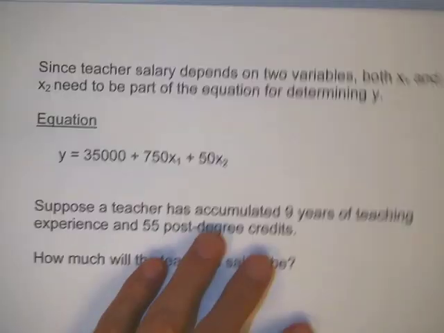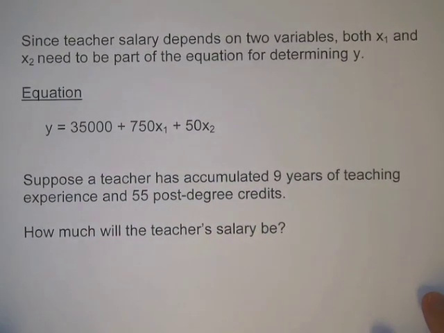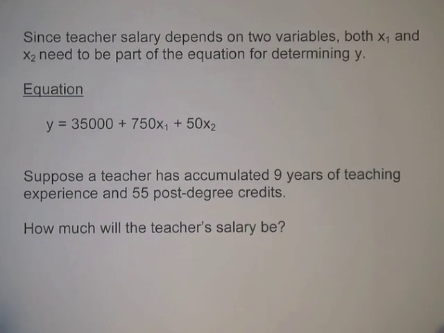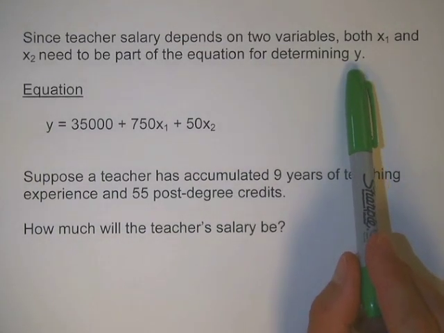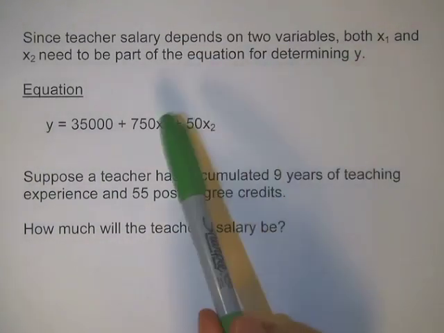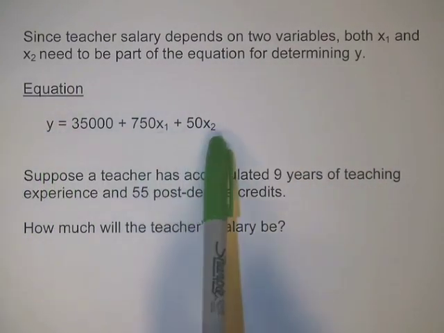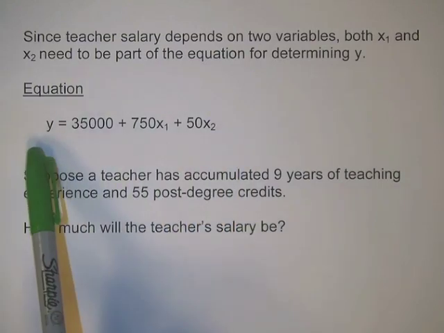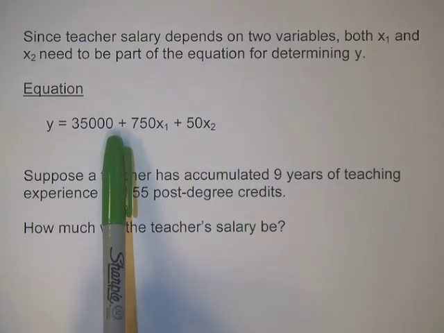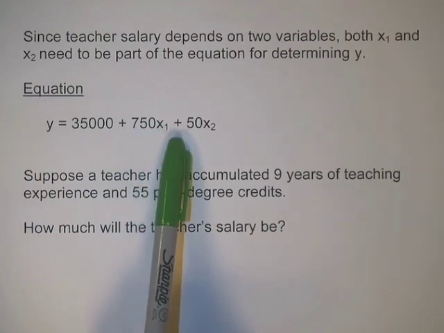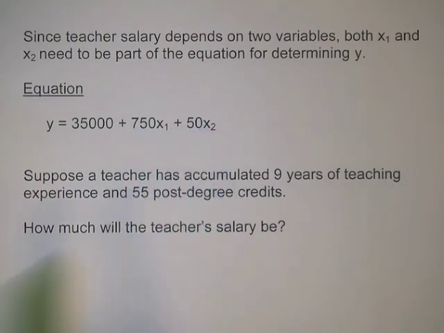Now since teacher salary depends on two variables, both x1 and x2, they both need to be part of the equation for determining y. So really, in this case, what we have is one response variable and two explanatory variables. So this equation ends up being y equals 35,000 plus 750 times x1 plus 50 times x2.